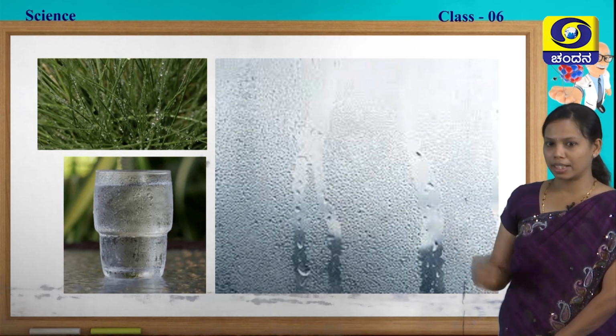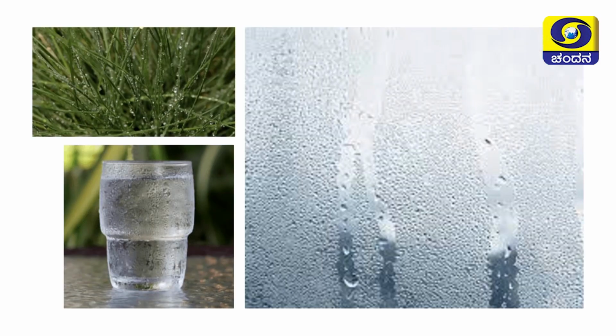What do you see in that? In the first picture, you can see the leaves. Leaves consist of small droplets in that. How does it happen? Think, already you have read this in the previous grade. It is nothing but the small water droplets. In the winter mornings, in the early mornings, we can see that. In the early mornings it will be very cold.